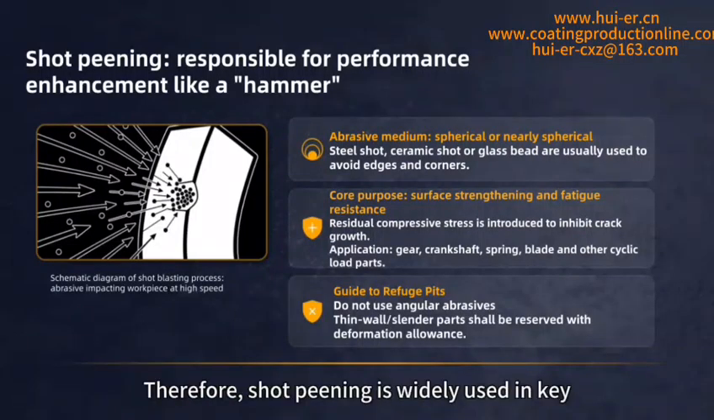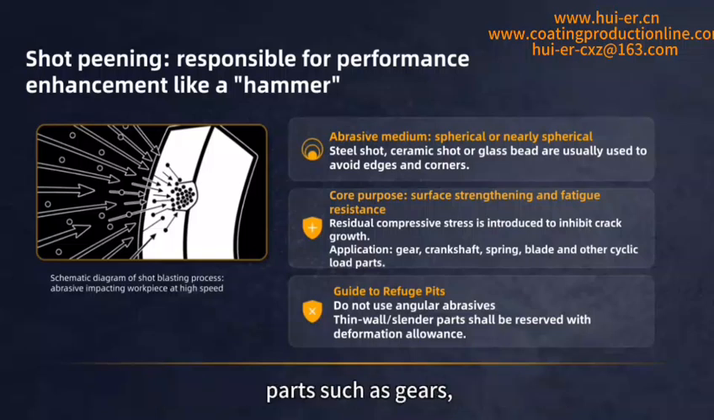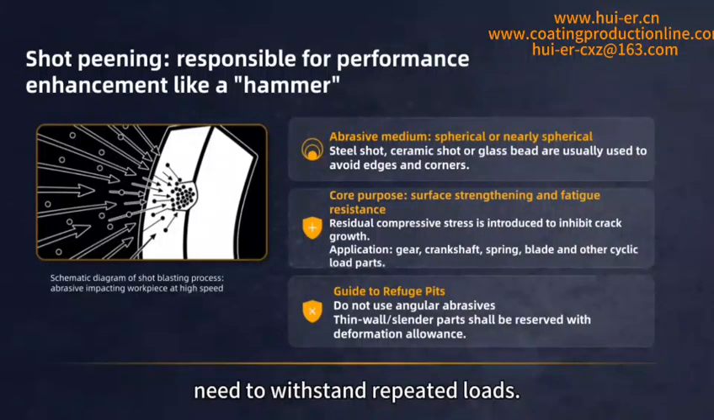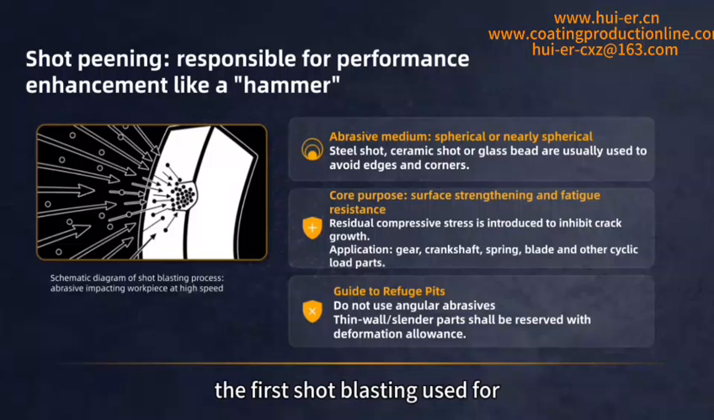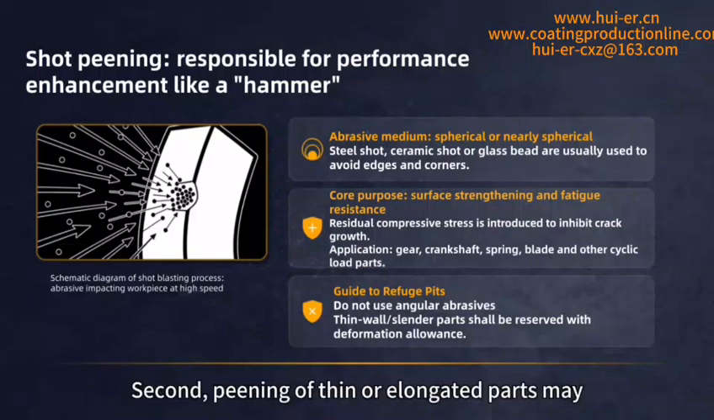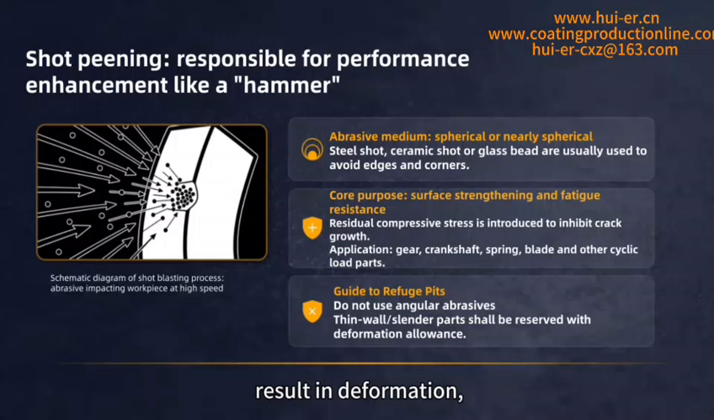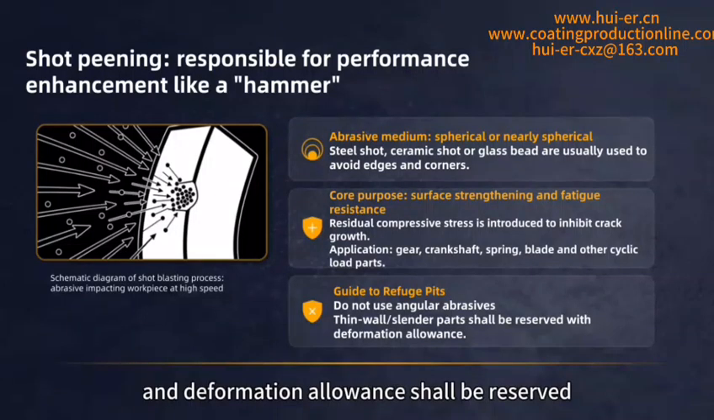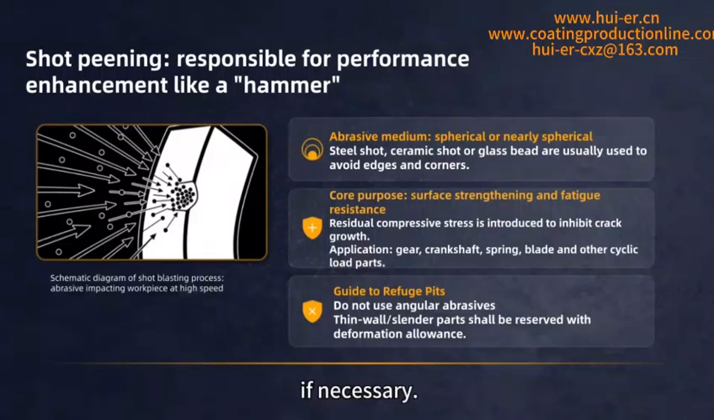Therefore, shot peening is widely used in key parts such as gears, crankshafts, springs, and turbine blades that need to withstand repeated loads. The pitfalls here are: first, shot peening used for strengthening must use spherical or near spherical abrasive. Second, peening of thin or elongated parts may result in deformation, which shall be considered in the design, and deformation allowance shall be reserved if necessary.